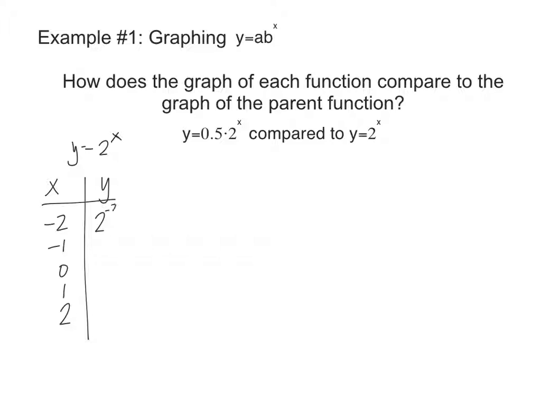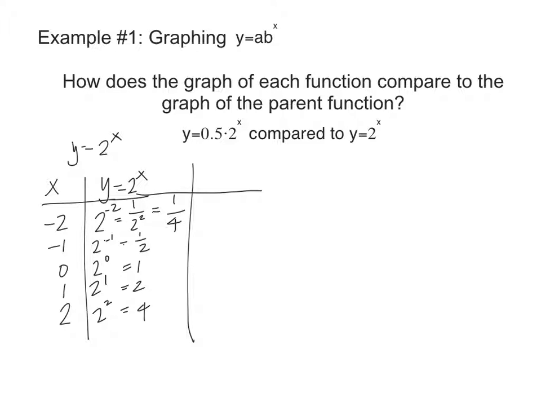So 2 to the -2, remember, is really 1 over 2 squared, or 1/4. 2 to the -1 equals 1 over 2, which is 1/2. 2 to 0 we know is 1. 2 to the first is 2, and 2 squared is 4. Okay? And then that next one, let's go ahead and say this is y equals 2 to the x power. I'm going to create another column to show y equals 0.5 times 2 to the x.